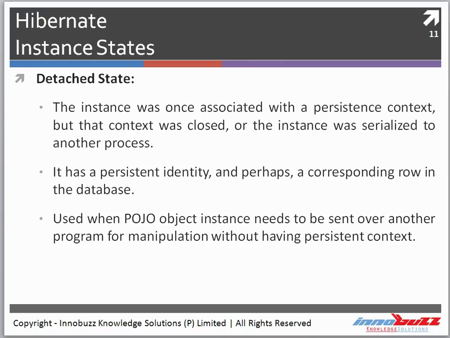Detached state. A detached instance is an object that has been persistent, but its session has been closed. The reference to the object is still valid, of course, and the detached instance might even be modified in this state. A detached instance can be reattached to a new session at a later point in time, making it persistent again. This feature enables a programming model for long-running units of work that require user think time.